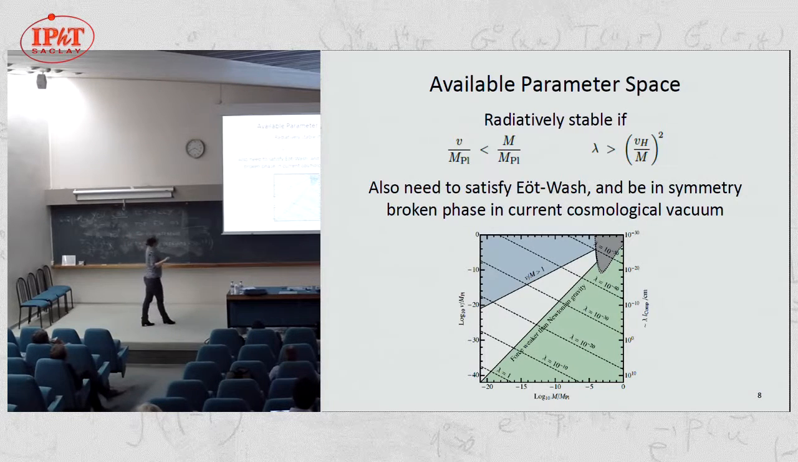But there are still interesting regions in this parameter space. So for example, if you lived around here, you would have a strong first order phase transition at around a TeV, so potentially interesting for something like LISA in terms of producing gravitational waves. And you have a Compton wavelength for your field of the order of centimeters, so also potentially interesting for laboratory searches for fifth forces. Okay.